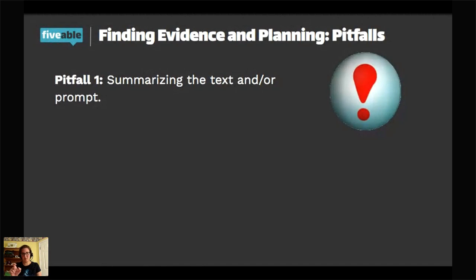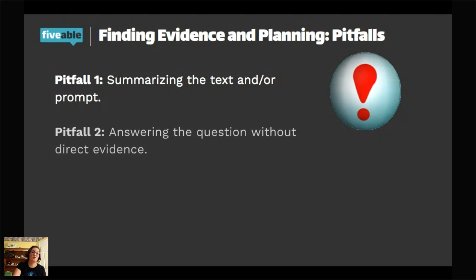Every example that you use should be specifically answering the question that you are being asked. Number 2, answer the question. These are pitfalls. Some people will answer the question without direct evidence. Don't do that. If you have the text in front of you, the poem and the prose for Q1 and Q2, take literal quotations out of there, break them down, and talk about what they're doing. Don't not take direct evidence.